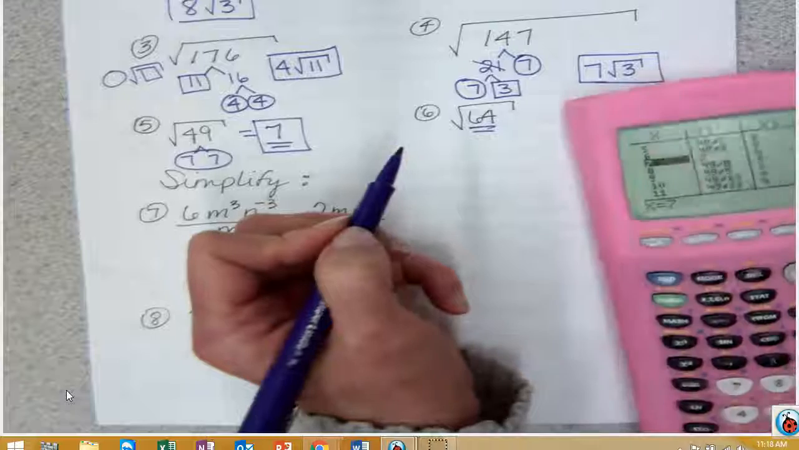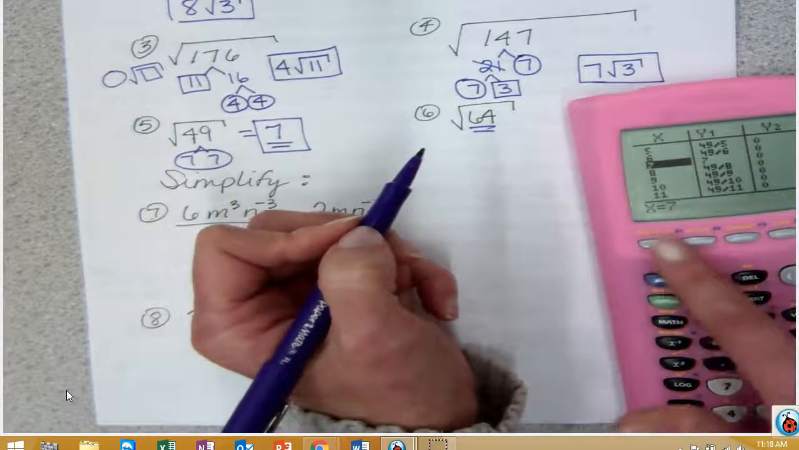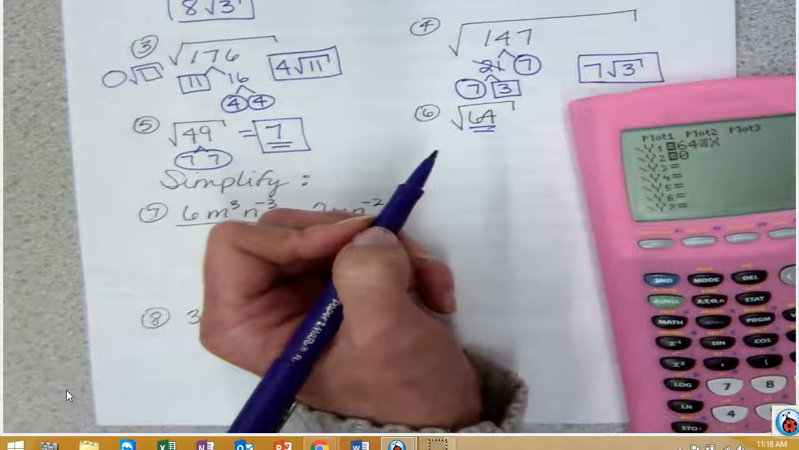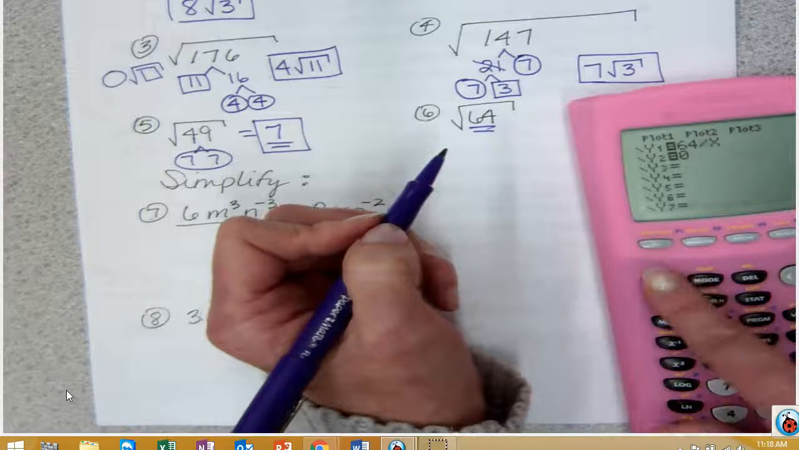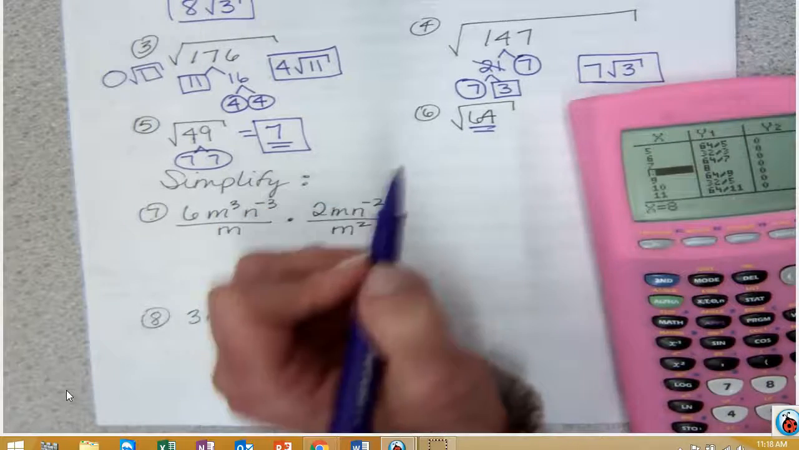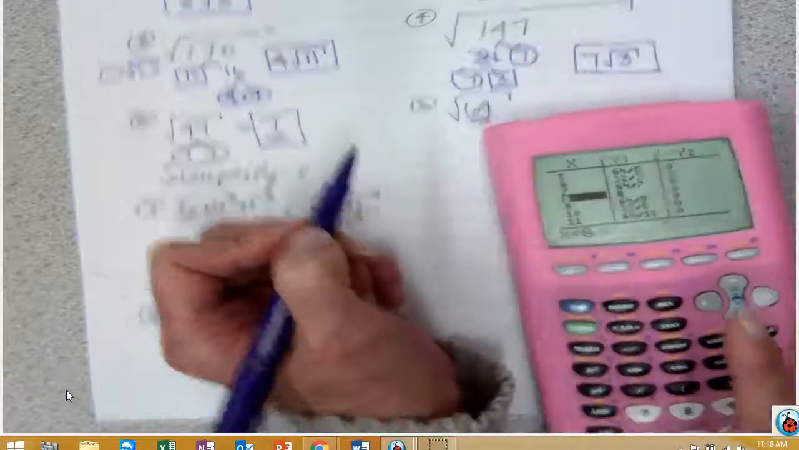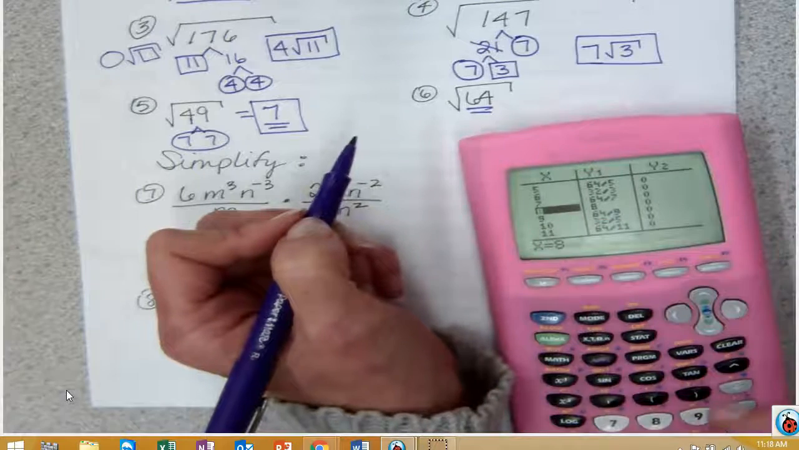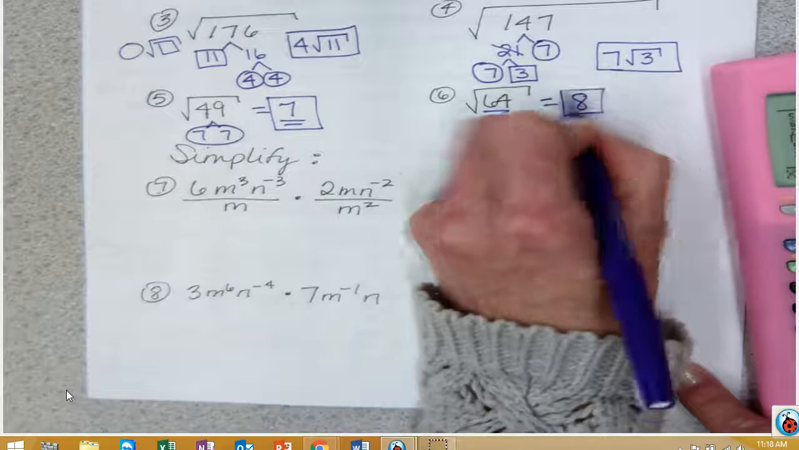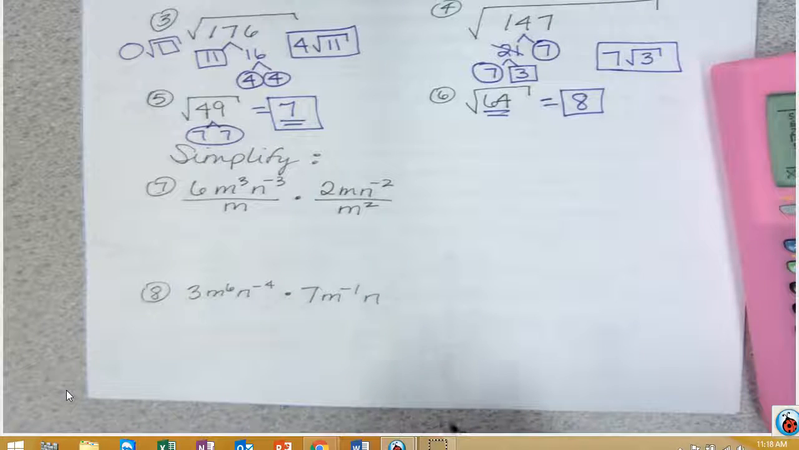What about 64? Again, I don't really have to do this because I know what the square root of 64 is off the top of my head. But if I needed to, if I forgot, I can look, and I see it's 8 and 8 right there. 8 times 8 gives me 64. I don't have to do any more work. The answer is 8. 8 times 8 gives me 64. All right.